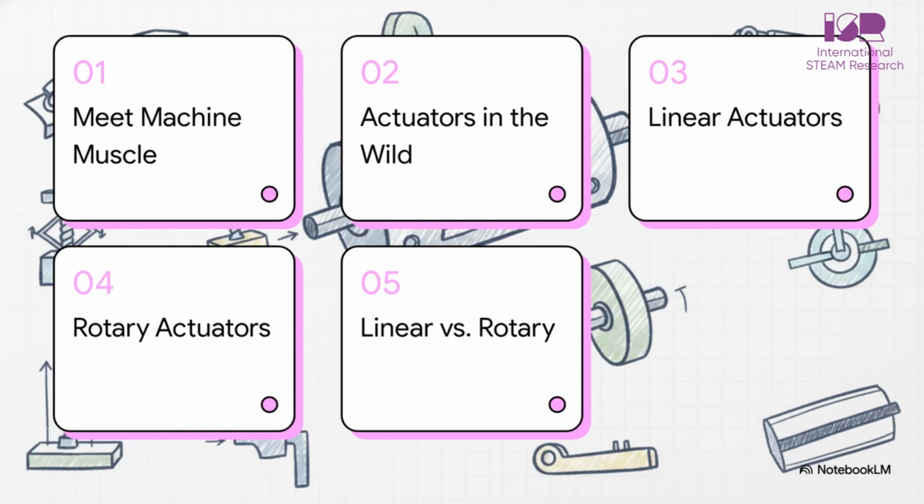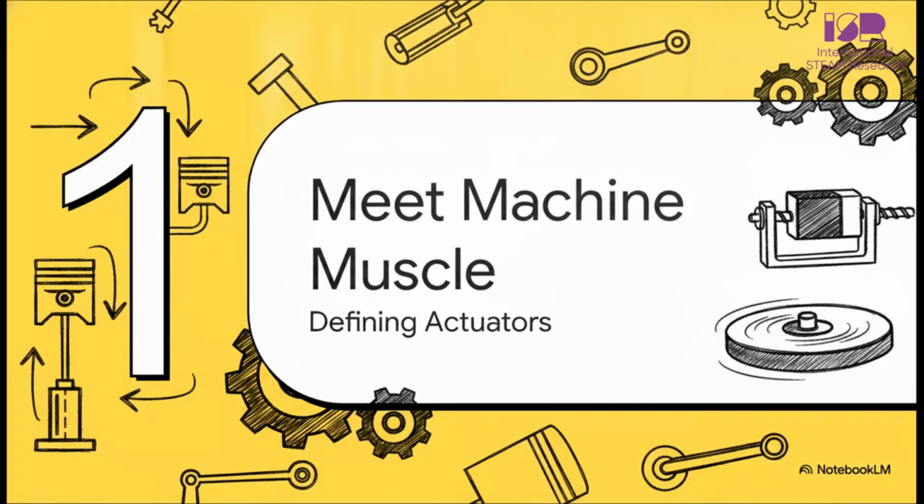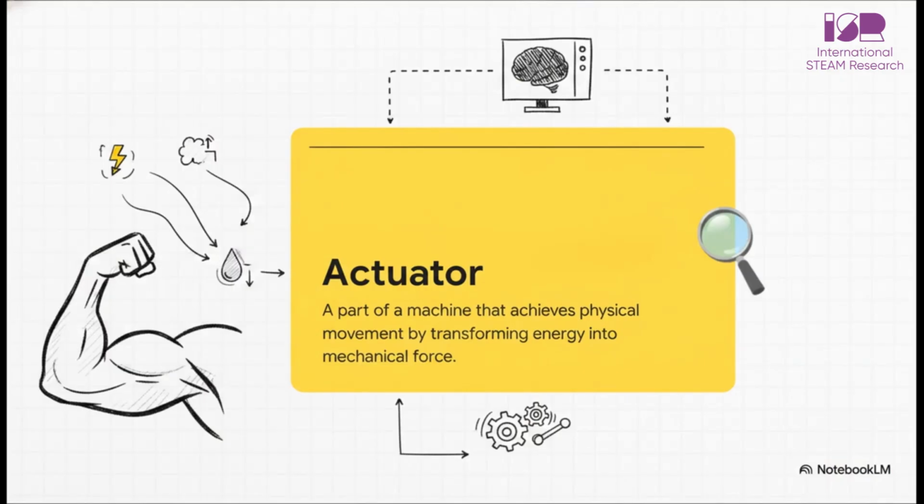Think of it like this. If a machine is a body and its internal computer is the brain calling the shots, the actuator is the muscle doing the actual heavy lifting. Technically speaking, an actuator is a component of a machine or a device that achieves physical movement, and it pulls this off by transforming energy, usually electrical, air, or hydraulic energy, straight into mechanical force. So in a nutshell, if a machine has a part that permits motion, you are looking at an actuator hard at work. Moving on to section 2, actuators in the wild.